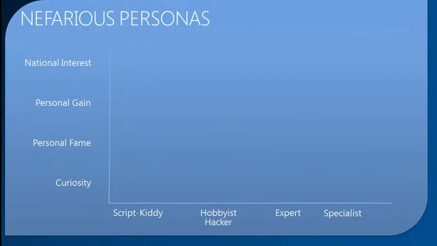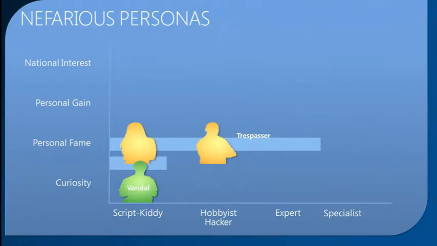So in this nefarious persona slide, on the left-hand side here, there are the different reasons why folks are interested in your stuff. National interest, there's personal gain, there's personal fame, and curiosity. And at the bottom, there is the level of expertise that these various personas have in attaining these various levels. And that's your script kiddie, hobbyist, expert, and specialist. So at the bottom left, you have, let me just expose most of these here.